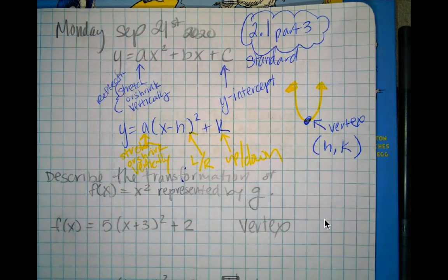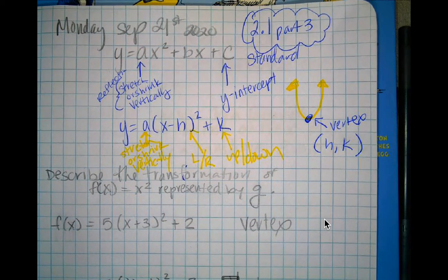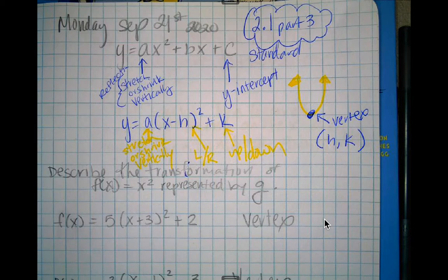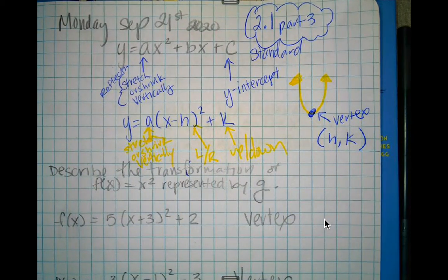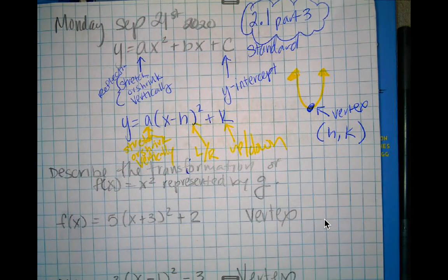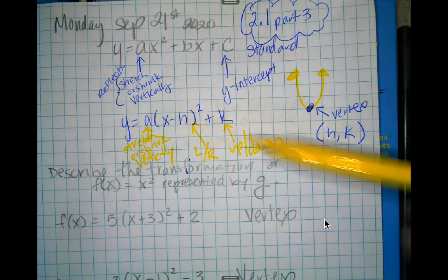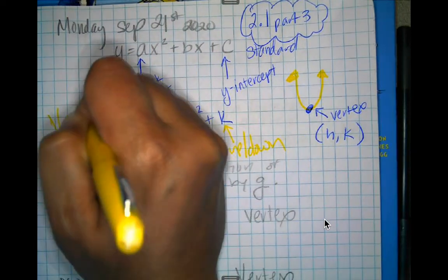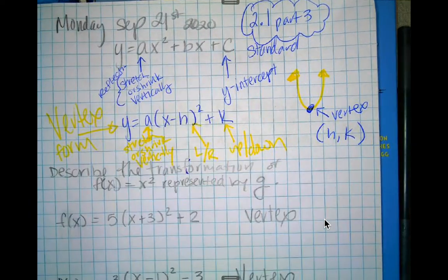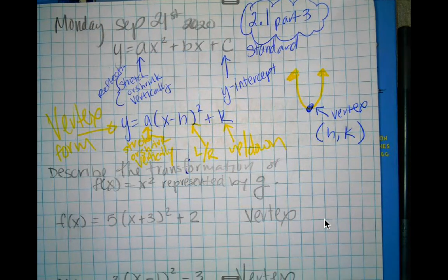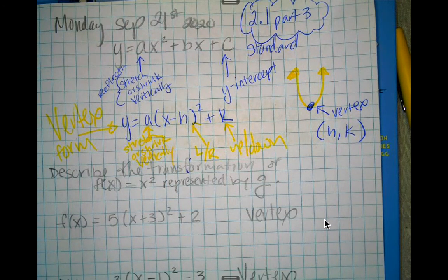What you're going to do today is describe the transformation of f of x equals x squared, represented by g, is what the instructions say. I believe we're only going to be in vertex form for the ones I'm going to assign you, but you want to look first: am I in standard form or vertex form? These are going to be in vertex form, and each of these values represents something.